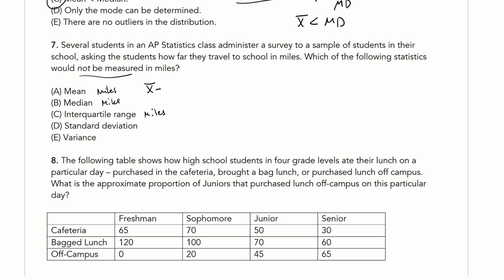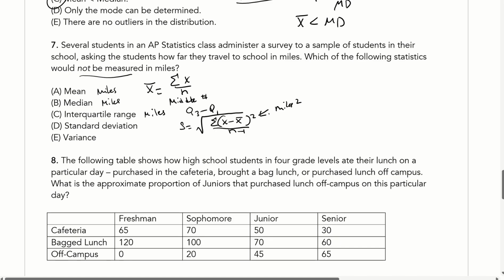Remember, the formula for the mean is: you add the numbers up and divide by how many you have. The median is just a middle number, so obviously it's going to be in miles. The interquartile range is just Q3 minus Q1, which is miles minus miles. And then standard deviation is going to be the square root of the sum of the things squared divided by how many you have. But this is going to be squared units, right? That's going to be squared units on the inside. But then we take the square root of that, so that gives us just miles.